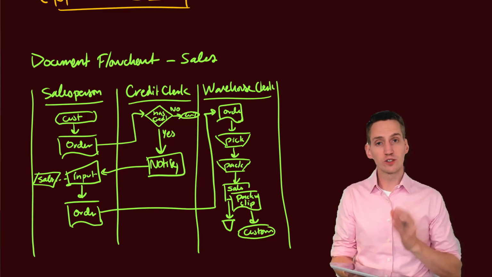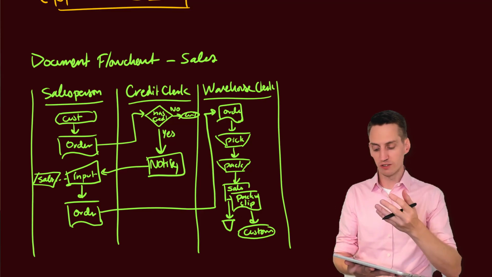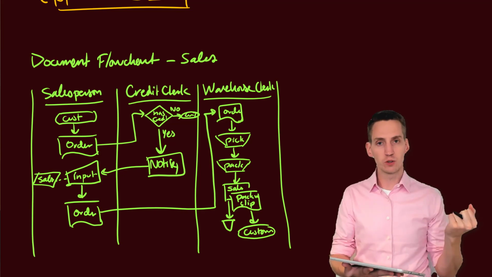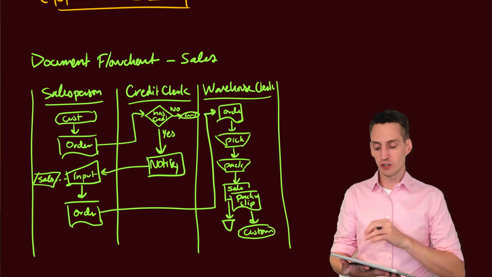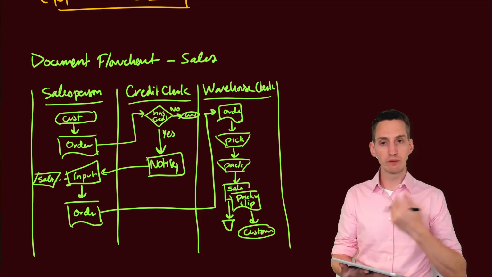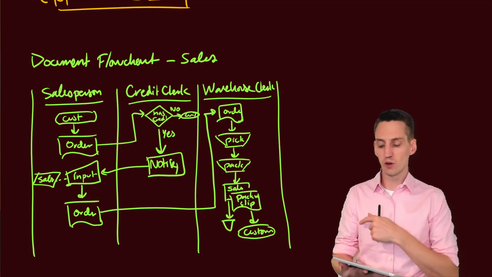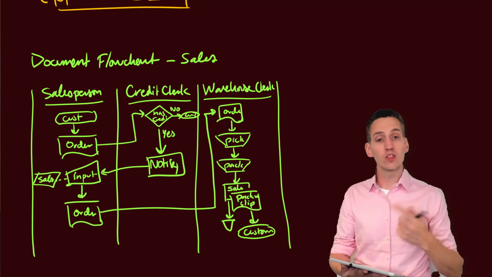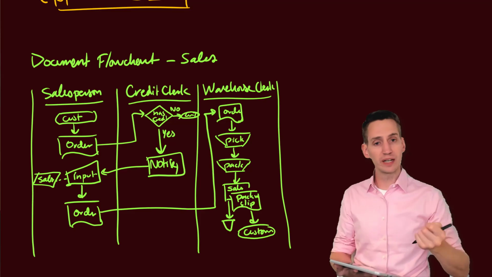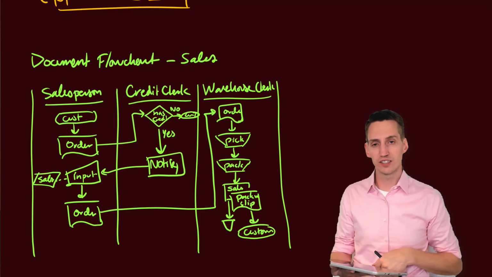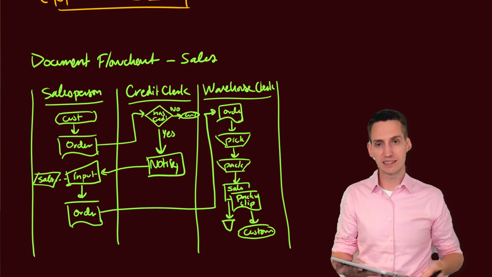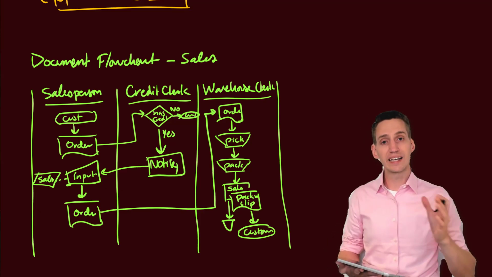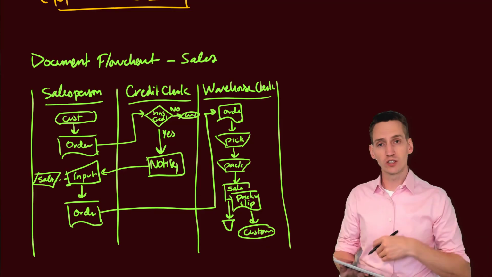So here we can see the responsibility of the salesperson. The salesperson receives the order, they input the order once it's been approved, and then they send it off to the warehouse clerk. The credit clerk is going to receive the sales order, determine whether the customer has credit, and then notify the salesperson if they do, or notify the customer if they don't. The warehouse clerk is going to take that sales order, pick, pack, and ship the goods to the customer, and generate a packing slip. Remember, we use a document flowchart to track a document from its cradle to its grave.